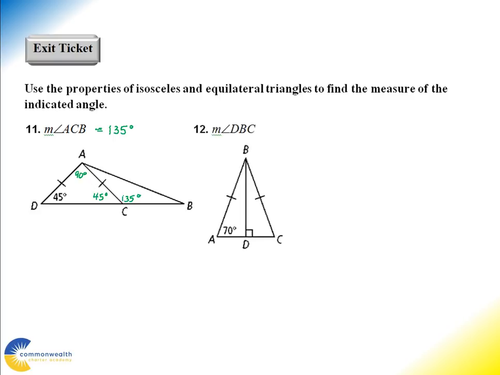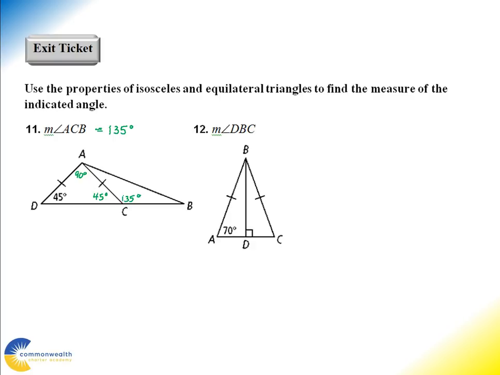For the second question, you were asked to find the measurement of angle DBC, and so what you see here is I do have an isosceles triangle which has been cut down the middle. We have rules for that. And there's different ways to approach this. But because of the isosceles triangle here, I do know that angle C is going to be 70 degrees.